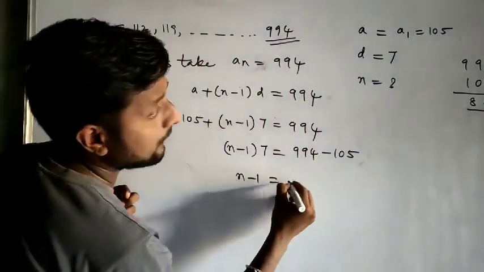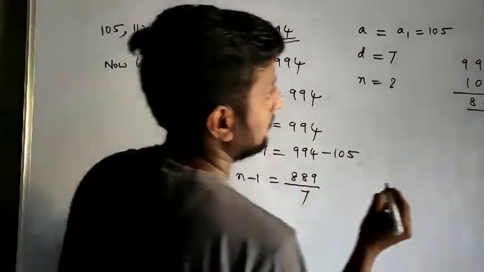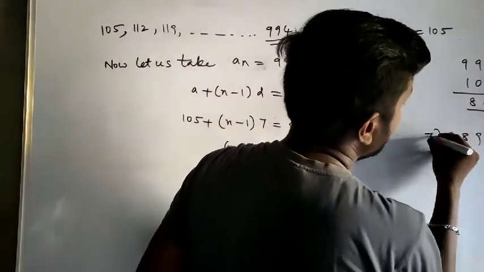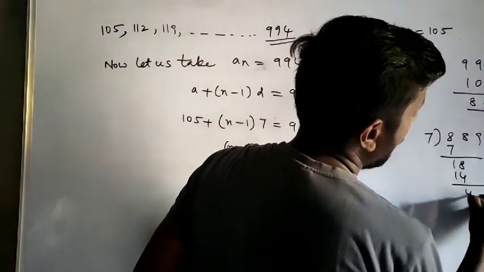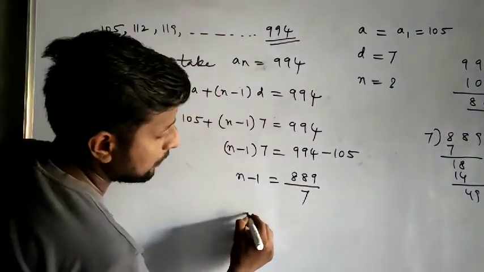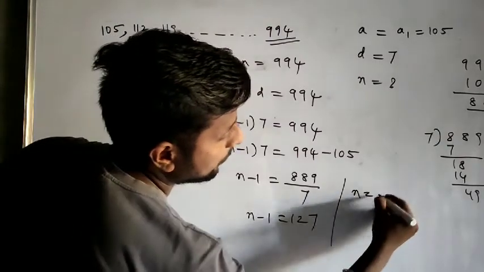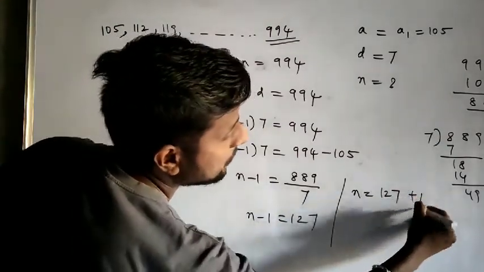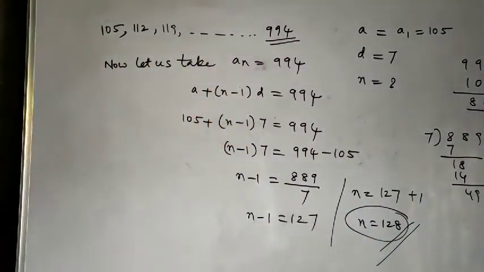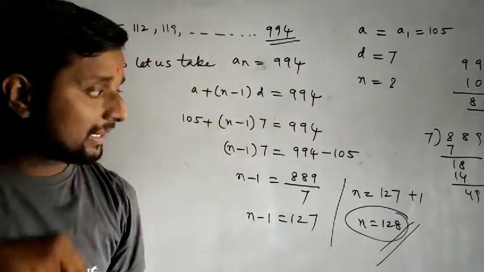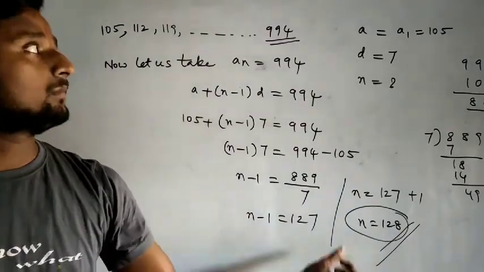So n minus 1 equals 889 by 7. 7 ones are 7, 7 twos are 14, and so on, giving 127. So n minus 1 is equal to 127, then n equals 127 plus 1, which is 128. So 994 is the 128th term in the series.